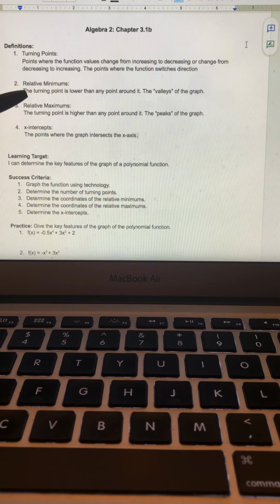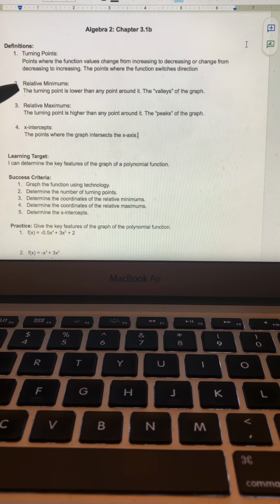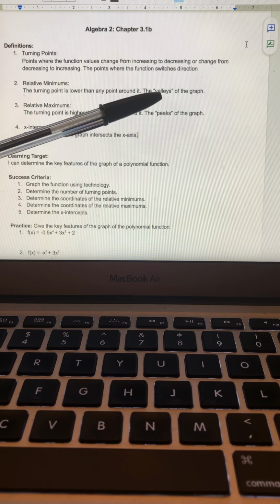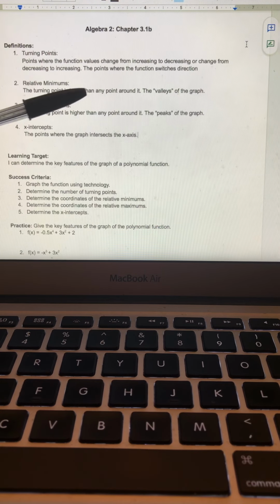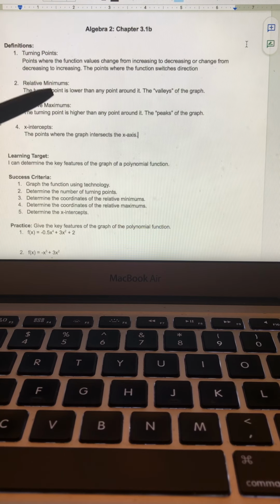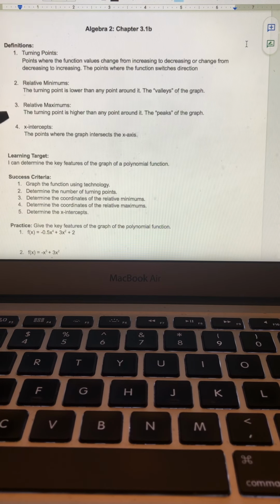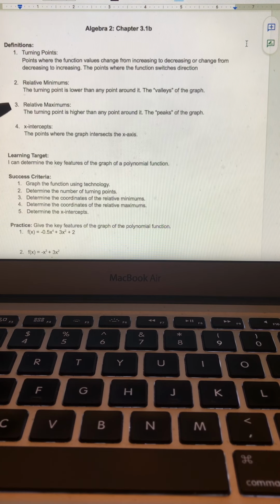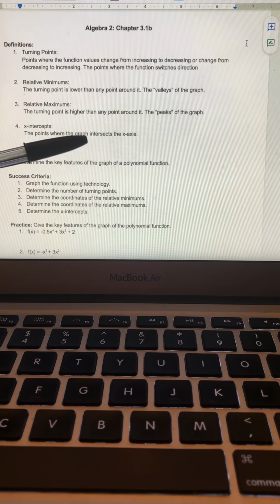And then your minimums, these are going to be your low points, the valleys of the graph, you could say. So this turning point is lower than any other point around it. That would be your minimums. And then your maximums will be the high points or the peaks of the graph, where the turning point is higher than any point around it. And then finally, x-intercepts, that's a term we know. X-intercepts are the points where the graph crosses over or intersects the x-axis.